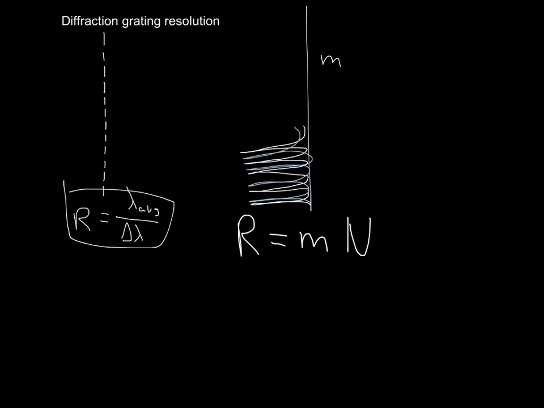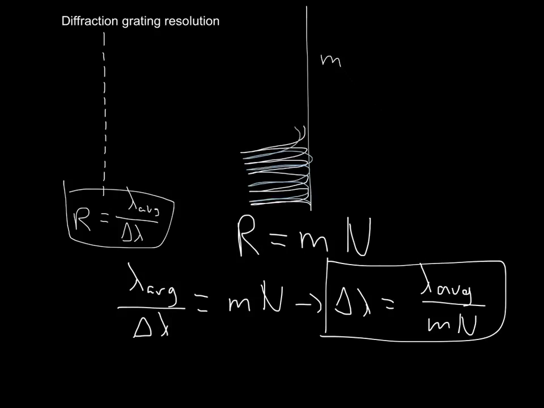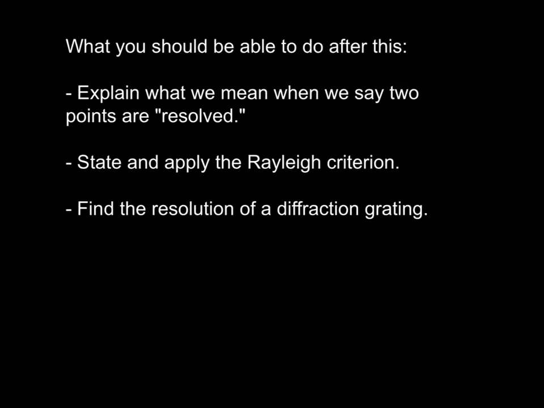Now, I can combine this with the definition above, so that I get the average wavelength divided by the smallest wavelength difference that I can detect equals m times N. Then I can rearrange this to figure out the smallest difference in wavelength that I can detect: the difference in wavelength is the average wavelength divided by mN. And that's pretty much all we need to know about the resolution of a diffraction grating. Again, it's about separating two very close wavelengths. So that's pretty much it.